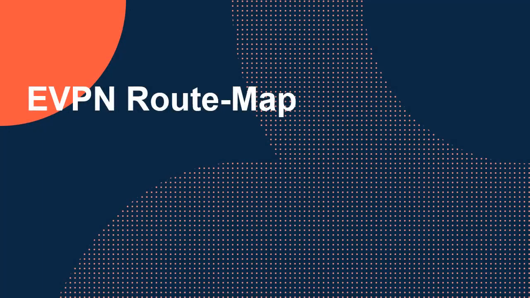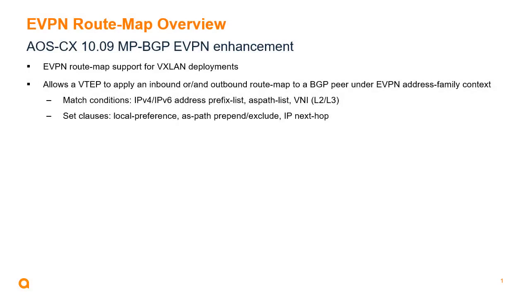EVPN route map. 10.9 supports EVPN route maps for VXLAN deployments. This will allow a VTEP to apply an inbound or outbound route map to a BGP peer under the EVPN address family context. These are the different match conditions that are applicable: IPv4, IPv6 address prefix list, AS path list, layer 2 and layer 3 VNIs, while the set clauses are local preference, AS path prepend, exclude, and IP next hop.